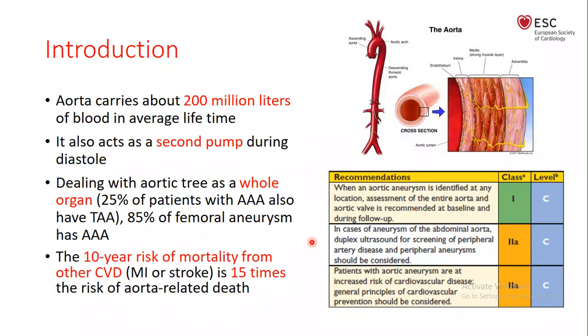And the aortic aneurysm patient is actually a high cardiovascular risk patient in terms of MI and stroke. The 10-year risk of mortality from MI or stroke in this patient is actually 15 times the risk of aorta-related deaths.